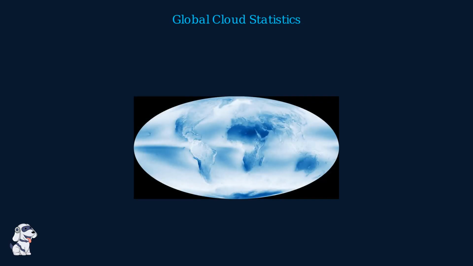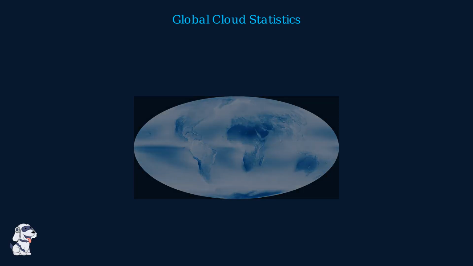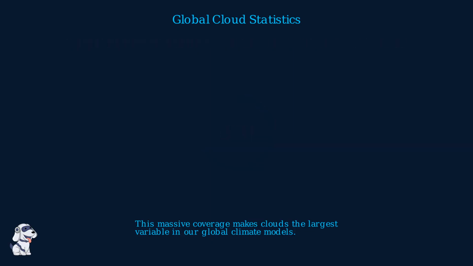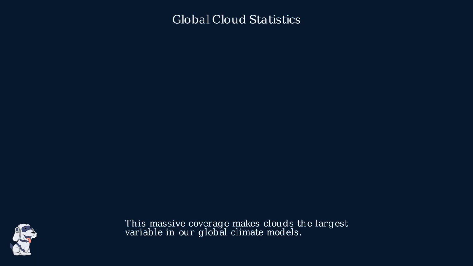Our planet is constantly draped in a dynamic veil of water vapor and ice crystals. Statistical analysis shows that at any given moment, approximately 67% of the Earth's surface is covered by clouds. This widespread coverage makes clouds the single largest variable in predicting global climate change. Their ability to both reflect sunlight and trap heat remains the most complex challenge for atmospheric scientists. Understanding this 67% coverage is key to building accurate climate models for our future.